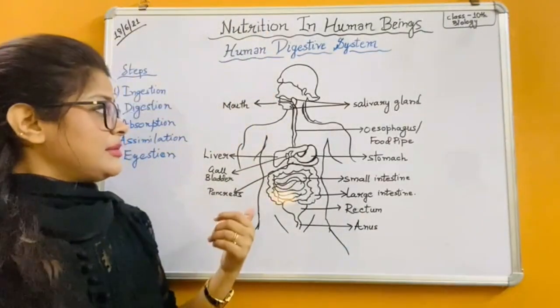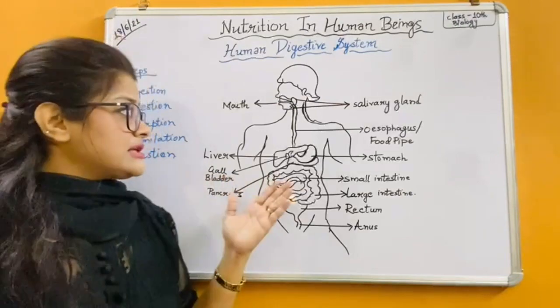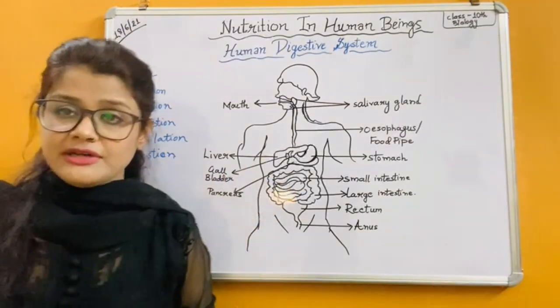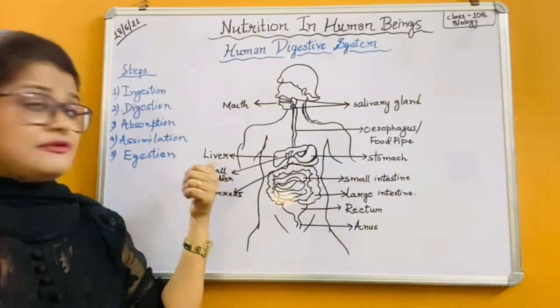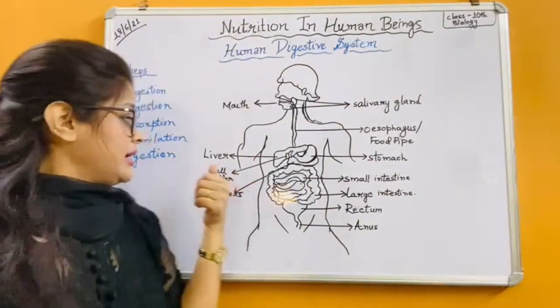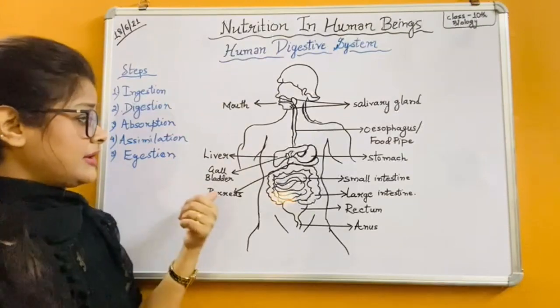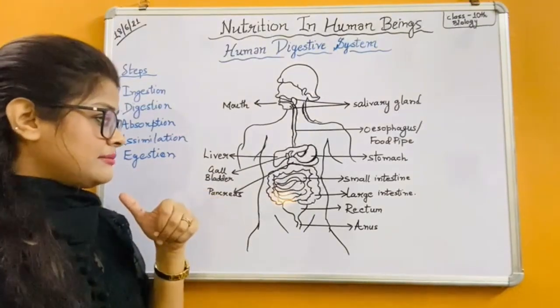Alright, so there are basically 4 digestive glands involved in our digestive system. Number 1 is the salivary gland. Number 2 is the liver, which is the largest gland of our body. Number 3 is the gallbladder, and number 4 is the pancreas.